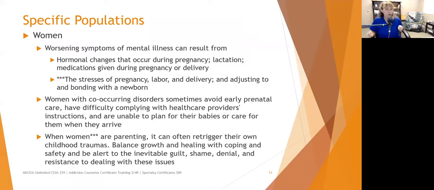When people are parenting, it can often re-trigger their own childhood traumas. So we need to balance growth and healing with coping and safety, and be alert to inevitable issues of guilt, shame, denial, and resistance to dealing with those issues. So, if a guy was abused when he was a boy, it can trigger issues when his son or daughter is that same age. Or just bringing a baby into the world may trigger some of those issues. So we do need to be aware that this is more of a parent special issue than a woman special issue.